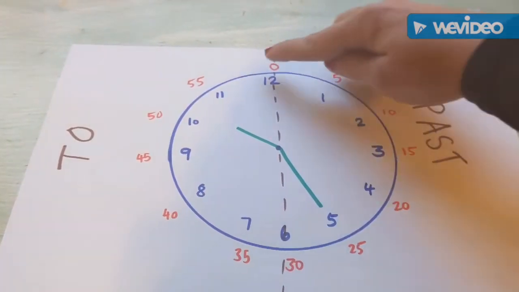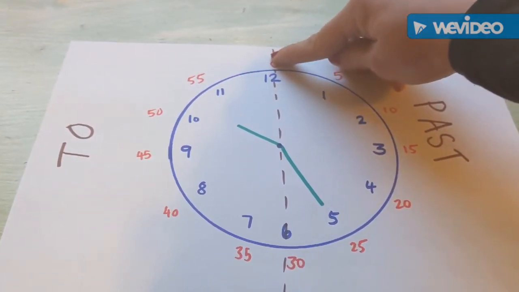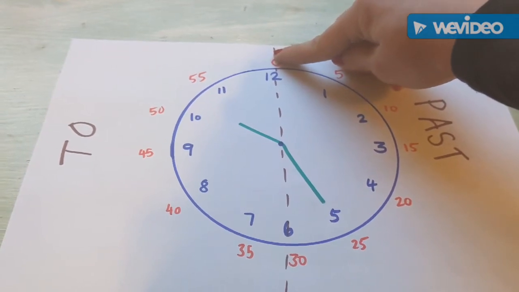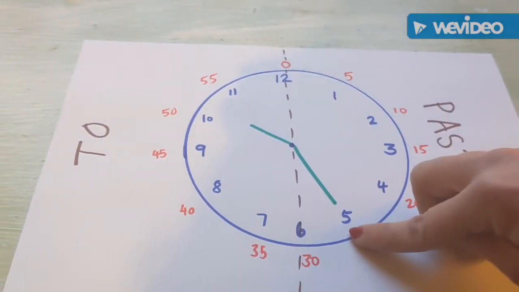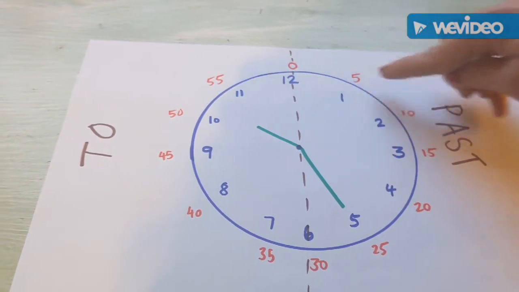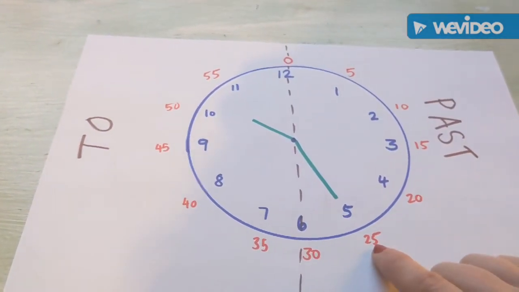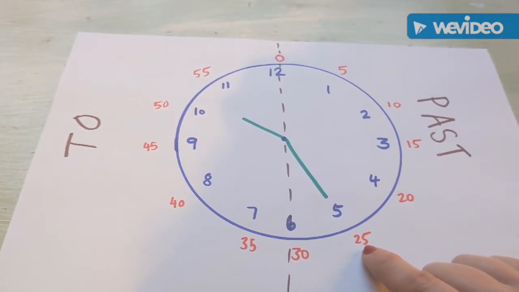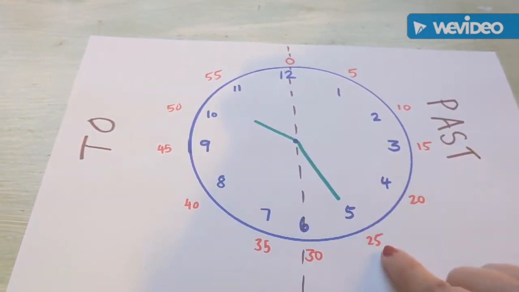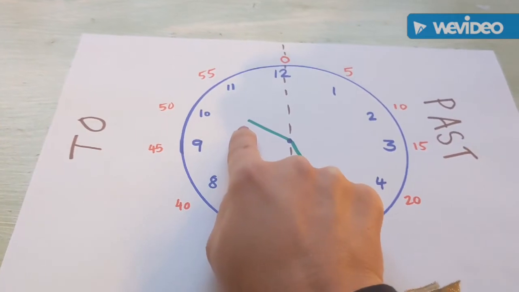So we can start up here where it's 0, and we're going to count round from there until we get to where the minute hand is pointing. So we're going to go in our 5s, 5, 10, 15, 20, 25, because remember these refer to the minutes, and we'll think about the minute hand. So we see that it is 25 minutes past 10 o'clock.